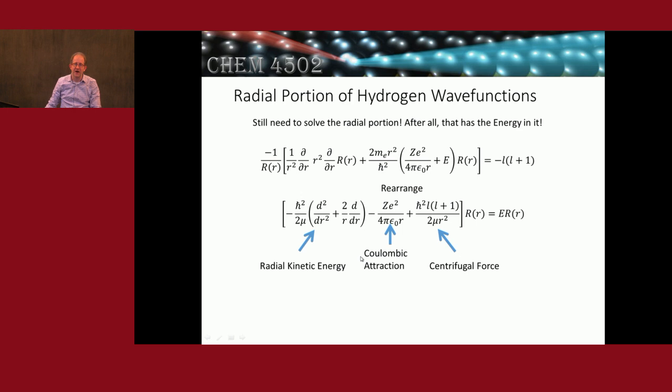We have the Coulombic attraction, right? That's the attraction that the electron and the nucleus feel for each other. That scales like 1 over R. So at long distances, they're not very attracted. At short distances, they're extremely attractive.